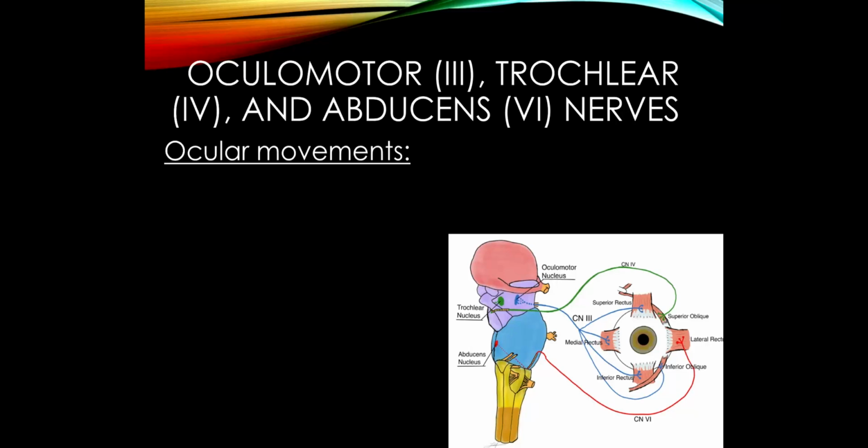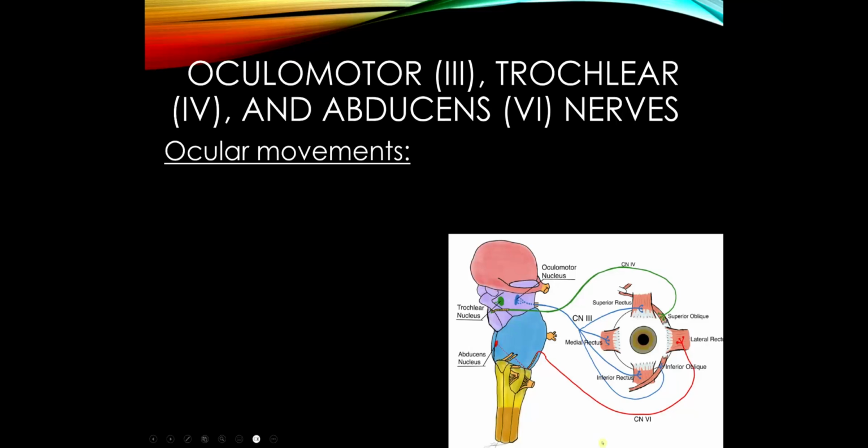In this short lecture, we'll be going over eye movements, and so that means we'll be talking about cranial nerves 3, 4, and 6, which are the three cranial nerves involved, and we'll also talk about the areas in the brainstem that coordinate how your eyes move together.